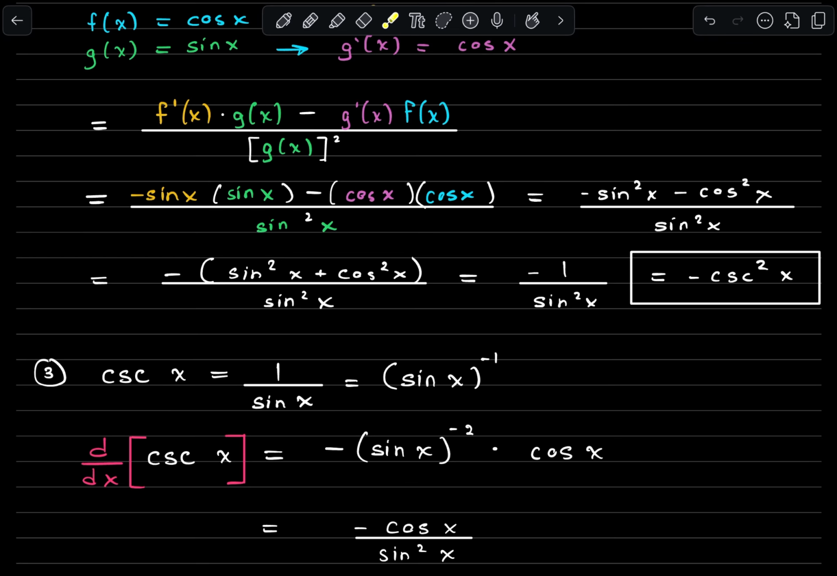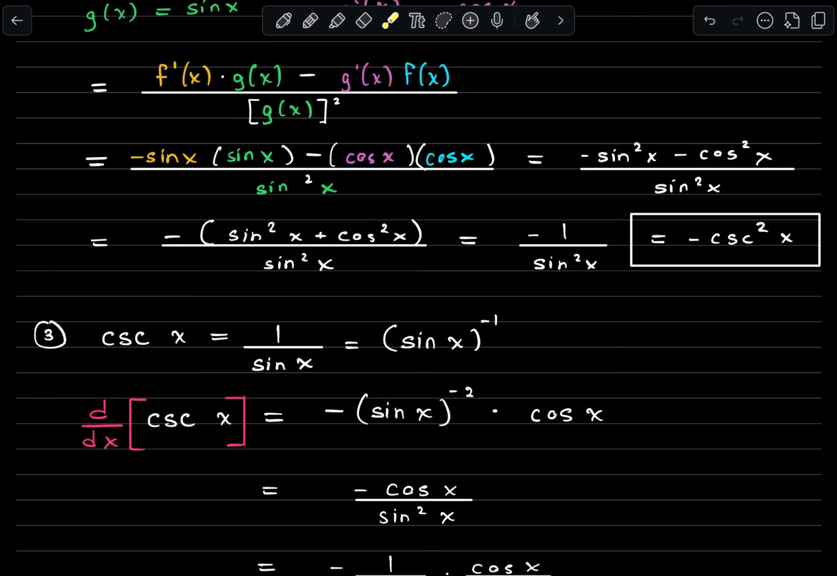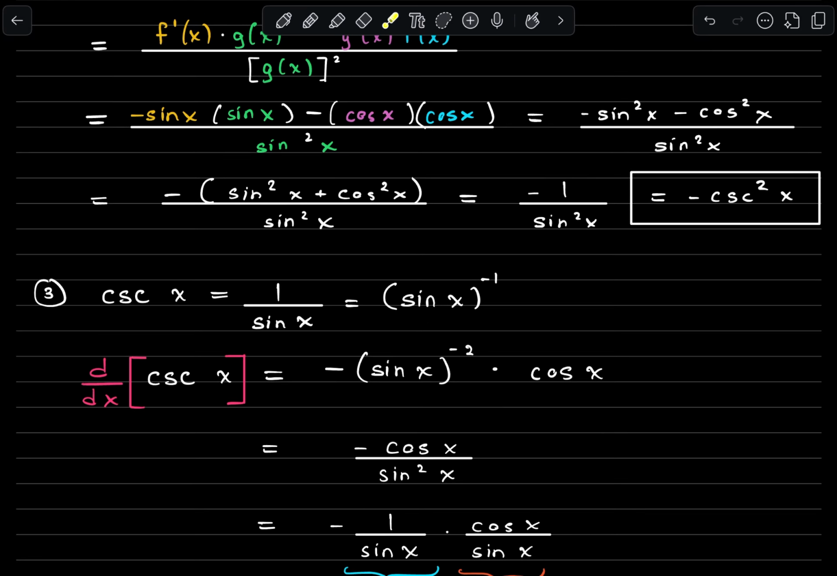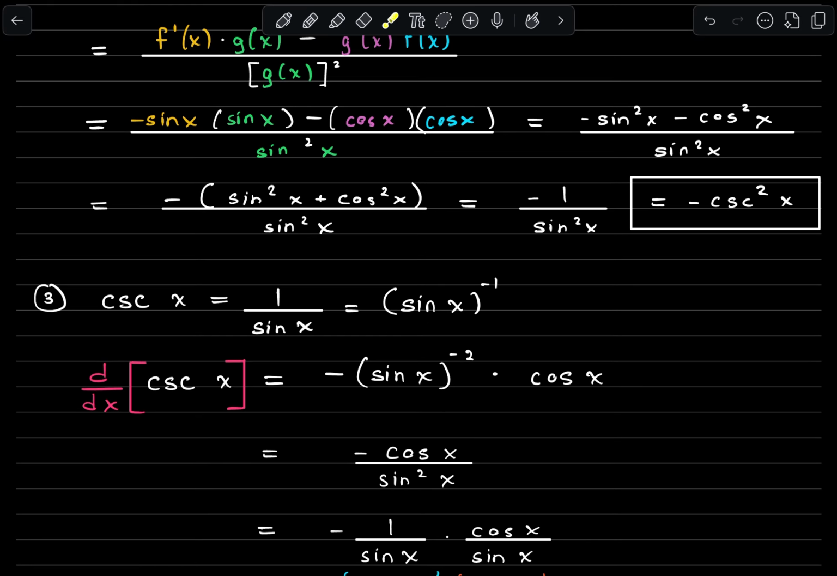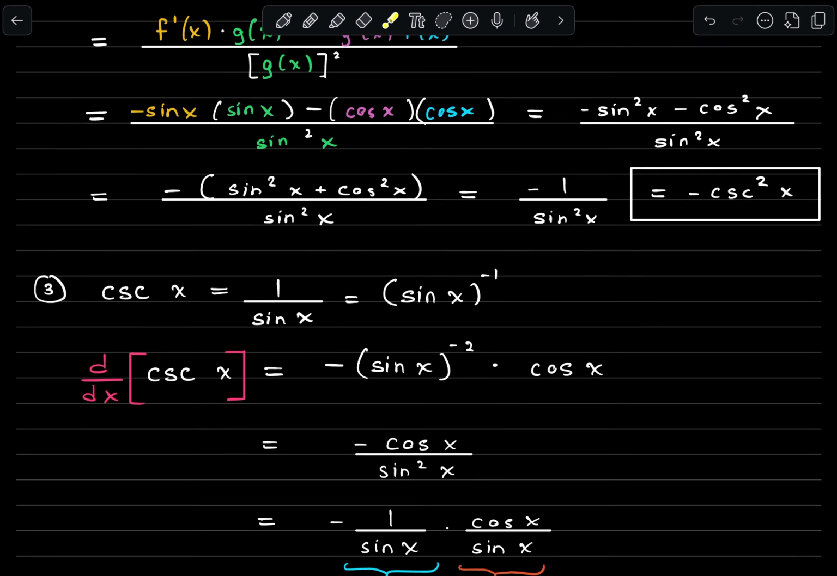So this results in negative cosine x over sine squared x. We can separate this out. I can put 1 over sine x into its own fraction, multiply that by cosine over sine. Now the advantage of this is that we have alternative ways of representing both of these in terms of other trig functions.